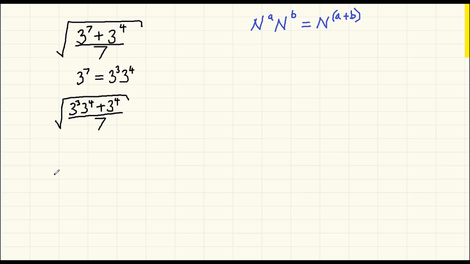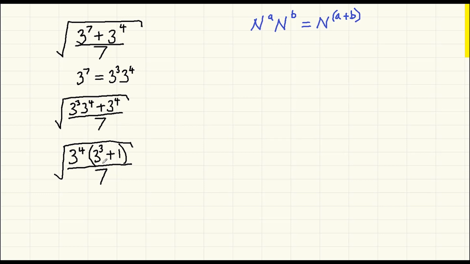So this now becomes 3 to the power of 4 multiplied by 3 to the power of 3 plus 1, over 7. And hopefully you can see that if we multiply 3 to the 4 by 3 to the 3, we get this. And if we multiply 3 to the 4 by 1, we get this.